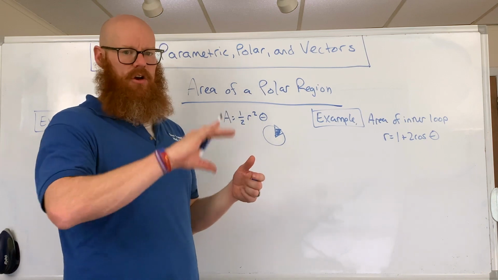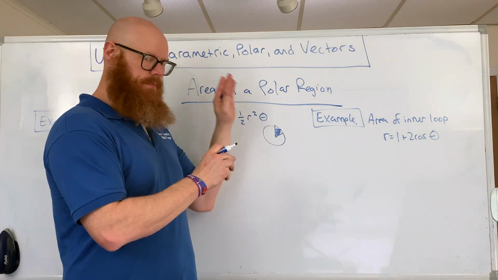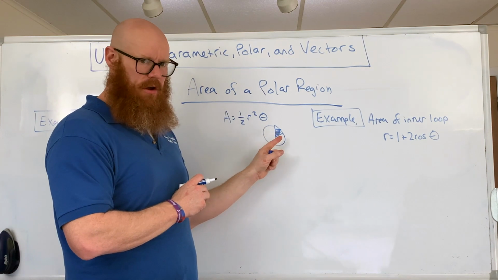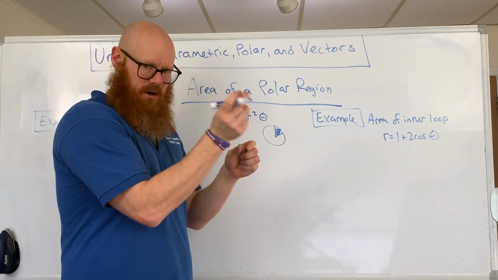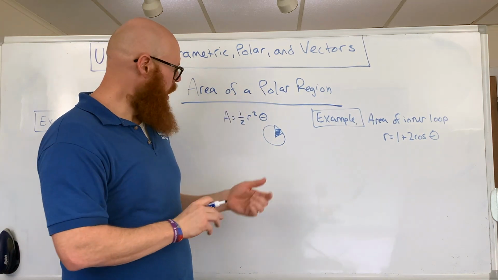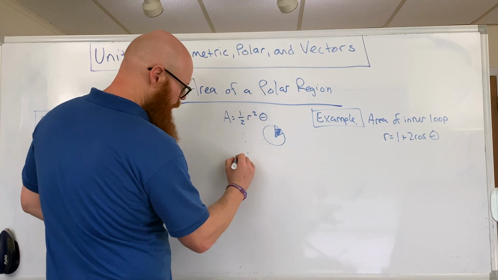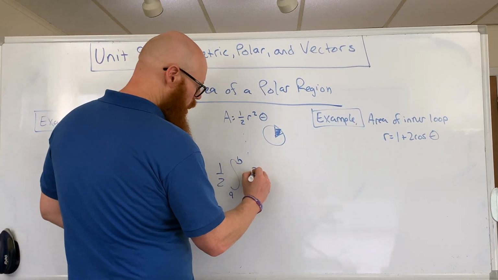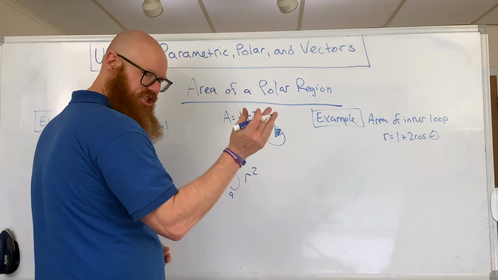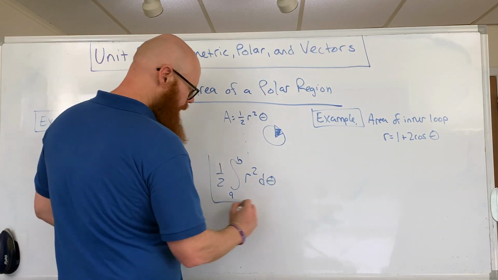So instead of area under the curve, it's like an area that's swept out. So it's more related to the area of a sector. It's actually like an infinite number of little sectors that are changing by d theta. And what that does is this ends up becoming the formula: the integral from a to b, with the half out front, of r squared, and the theta that's changing just becomes d theta. So this is our formula.